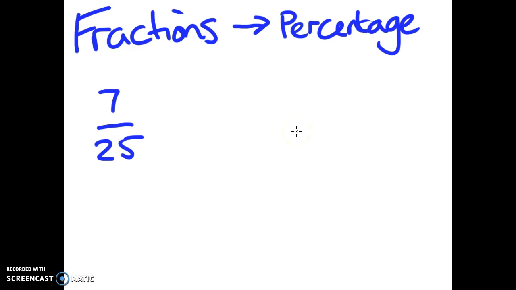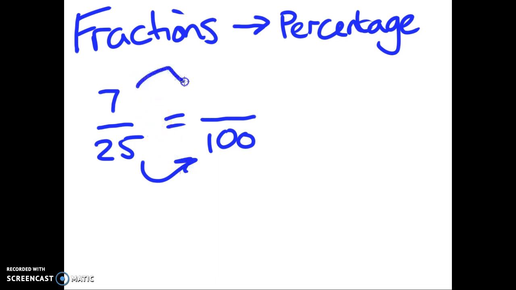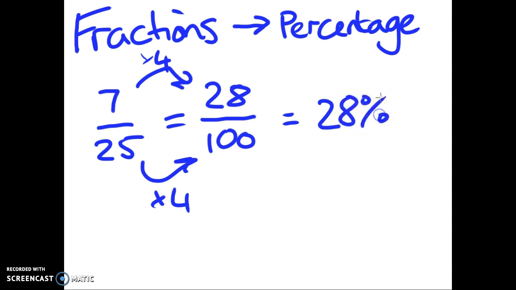Well, what I need to remember in this case is that a percentage, the word percent means out of 100. So if we turn this into a fraction with a denominator of 100, we've automatically turned it into a percent. So using our equivalent fraction rules, to go from 25 as my denominator to 100 as my denominator, I have times by 4. So if I do the same to the top, that will give me 28 hundredths. And as we said earlier, out of 100 is just the same as percent. So that's the same as 28%.